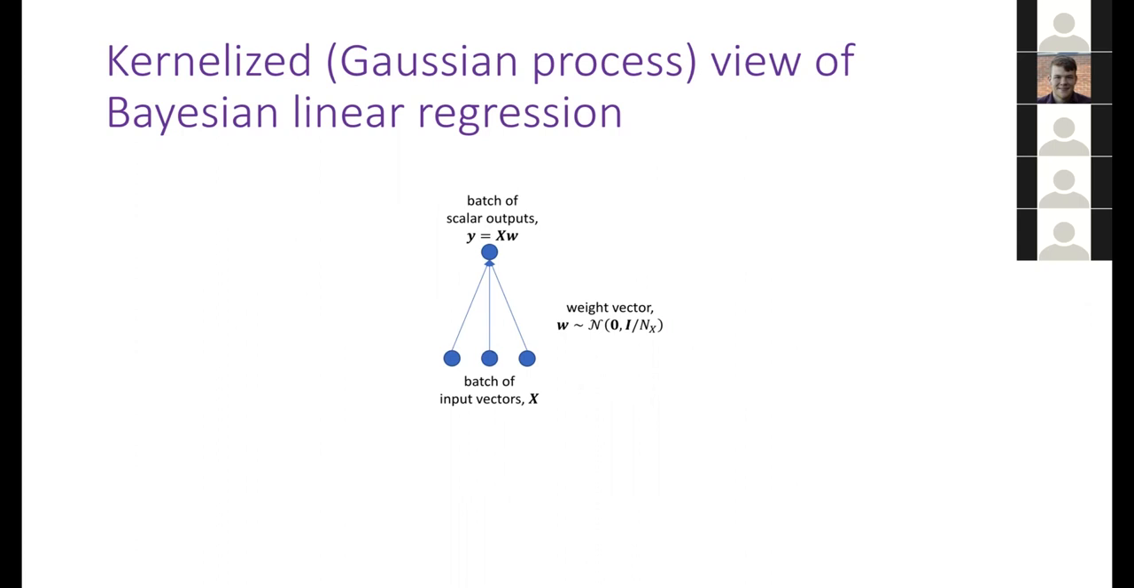So the key Gaussian process trick is to say, I can actually rewrite this prior by integrating out the weights. And if I do that, I end up with a distribution over the outputs. And this distribution is very intuitive. It says that if my inputs are similar, then I'm going to have a high covariance, a high correlation between those outputs. So if my inputs are similar, it's likely that my outputs are going to be similar as well.